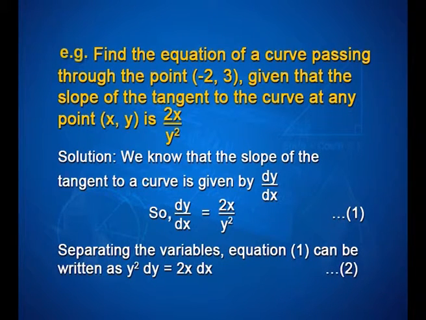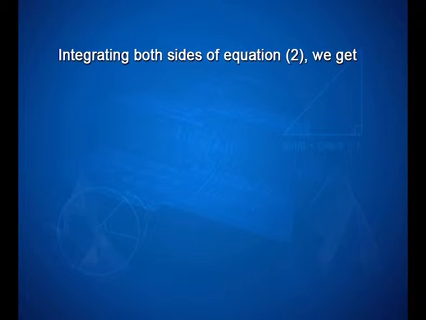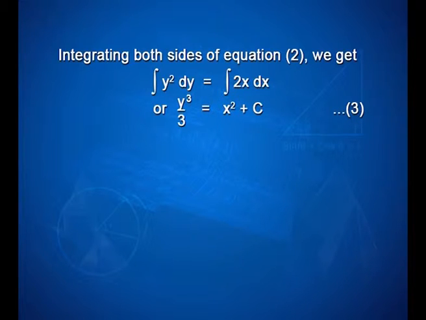Separating the variables in equation 1, we have y square dy is equal to 2x dx. Take this as equation number 2. On integrating both sides of this equation, we get integral y square dy is equal to integral 2x dx, or y cube upon 3 is equal to x square plus c. Take this as equation number 3.